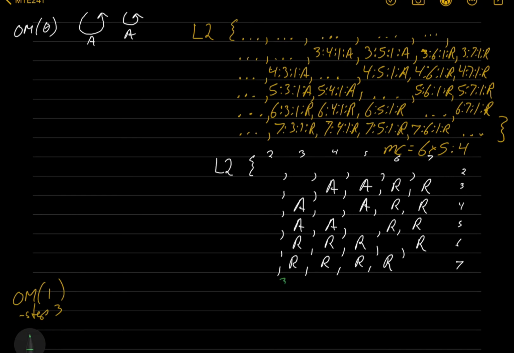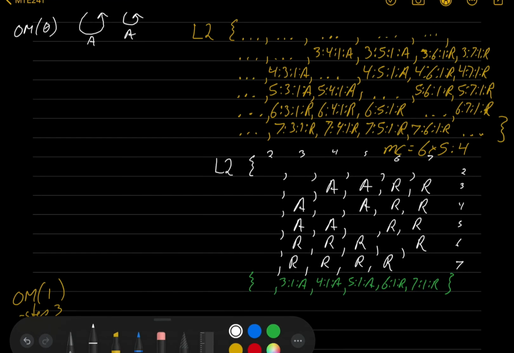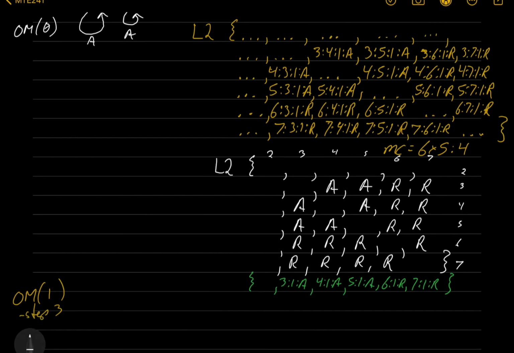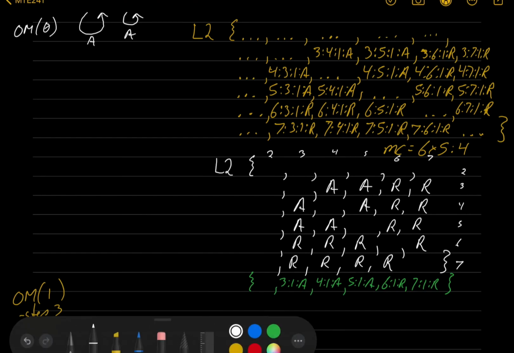So it received 31A, 41A, 51A, 61R, 71R. And I should have put a brace bracket at the end of L2's matrix there.